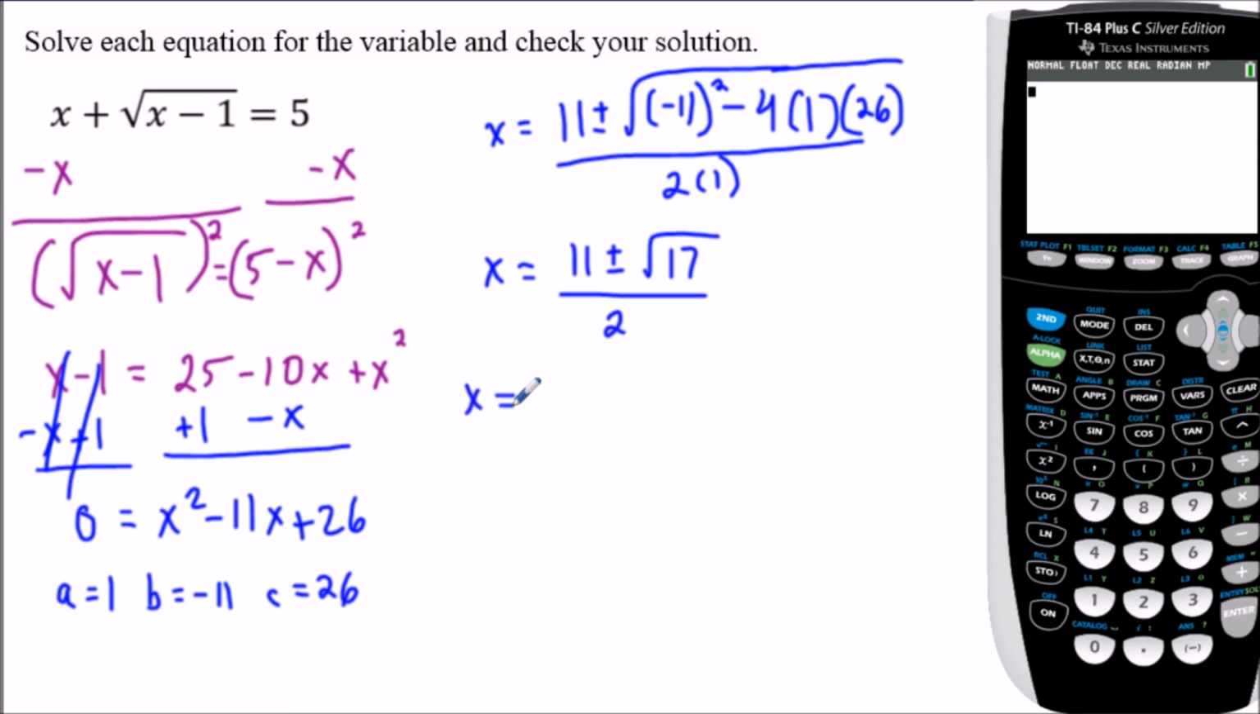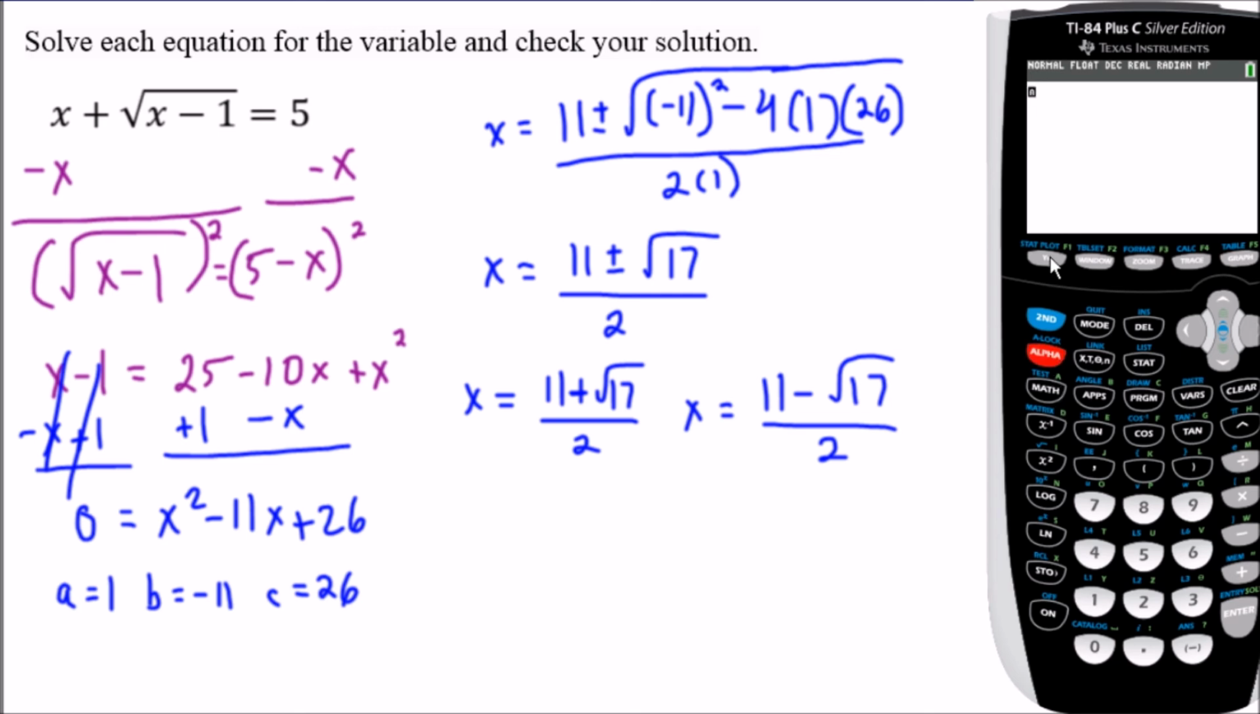So then we've got x equals 11 plus square root of 17 over 2. So this is our first potential solution. And we've got x equals 11 minus square root of 17 over 2. But remember, before we say that we're good here, we should check. And I'm going to go ahead and do that with the calculator because these numbers aren't so nice.